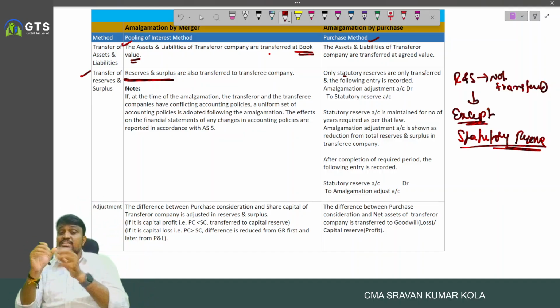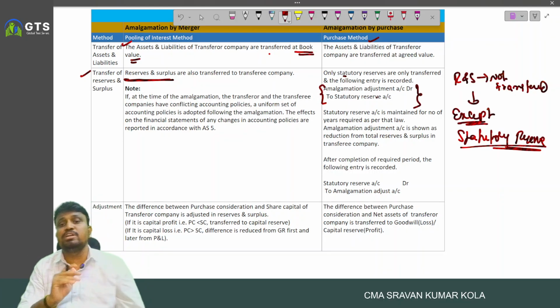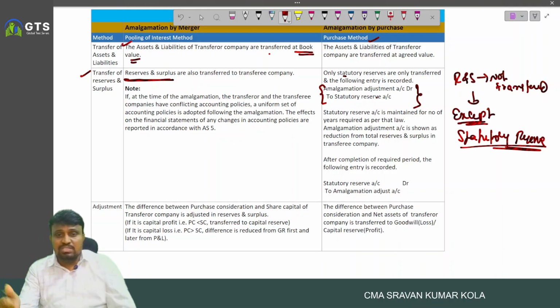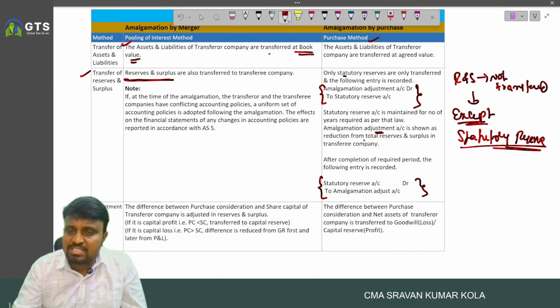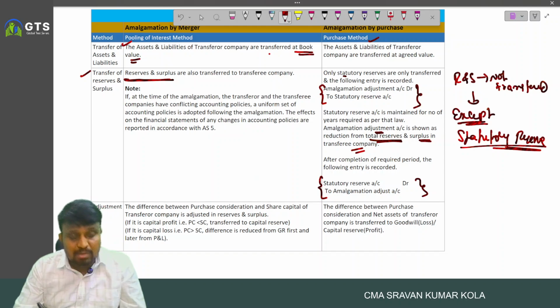But at the time of incorporation, what do we write? Amalgamation adjustment account debit to statutory reserve. And after completion of the remaining 3 years, we have to reverse that entry: statutory reserve account debit to amalgamation adjustment. The amalgamation adjustment account is shown as a reduction from total reserves and surplus in the transferee company.